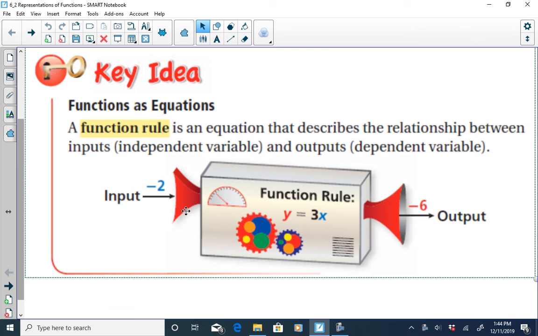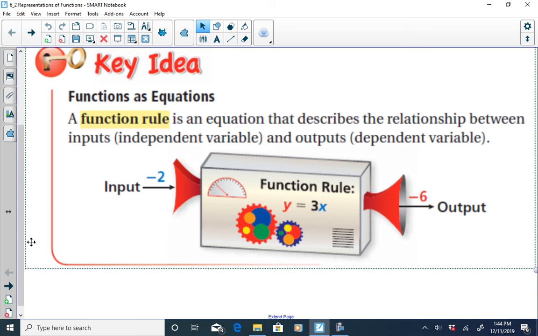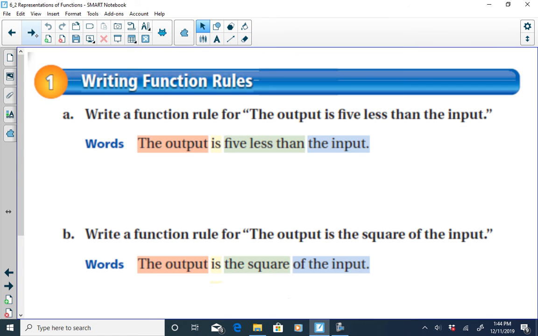If you have the function rule of y is equal to 3 times the number x and your input is negative 2, 3 times negative 2, your output's going to be negative 6. So if you're asked to write a function rule for a function, you're just being asked to write an equation that represents that function.